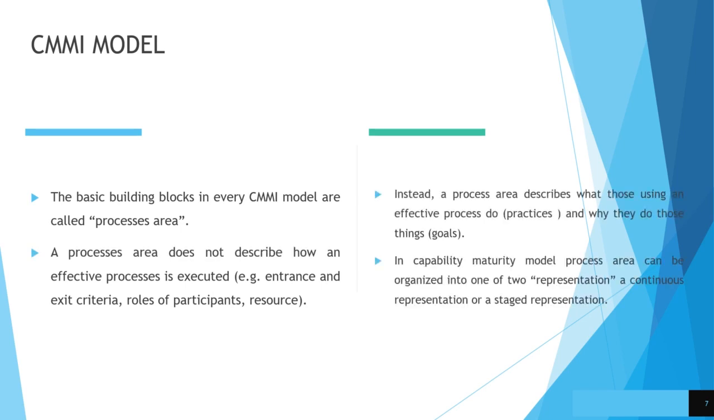So the CMMI model, the basic building blocks are generally called process areas. The process area generally does not describe how an effective process is executed. Instead, a process area describes what those using an effective process do and why they do this. In the capability maturity model, process areas can be organized into one of two representations, a continuous representation or a staged representation.